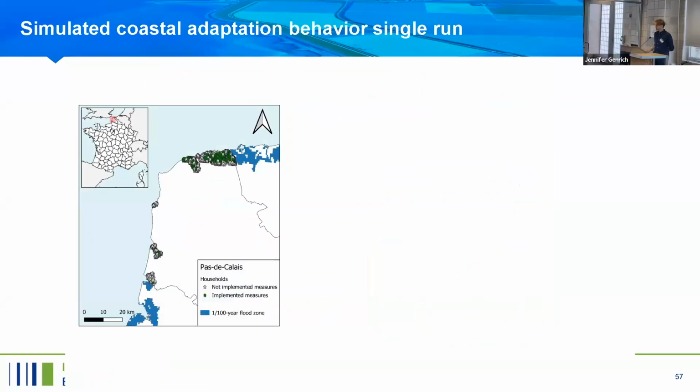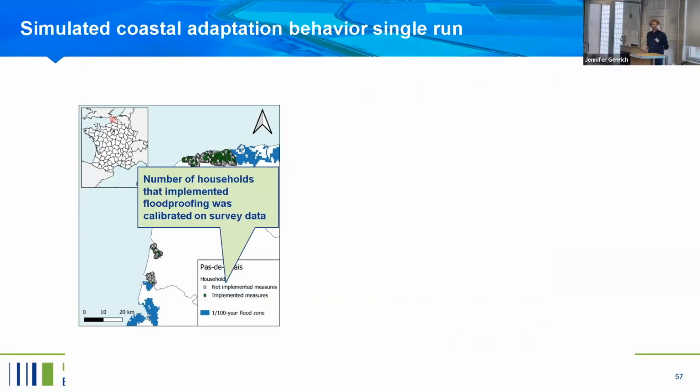So I will now walk you through a single model run, just to show you some of the model dynamics in Pas-de-Calais in France. So we start with an agent population in which some households have already implemented dry floodproofing measures, and others have not yet implemented these measures. And we derive this percentage of households that have implemented measures based on survey data in France.